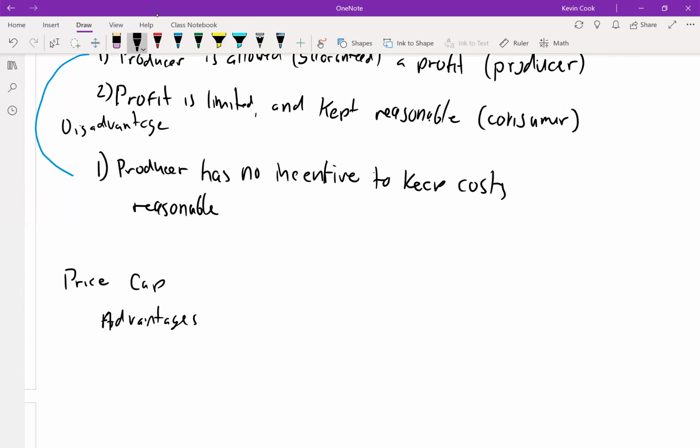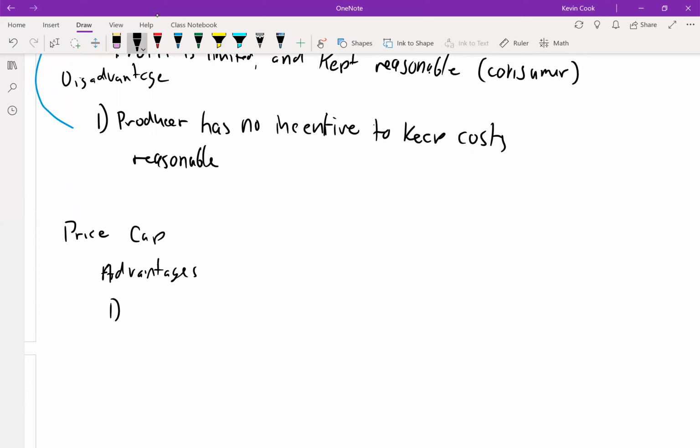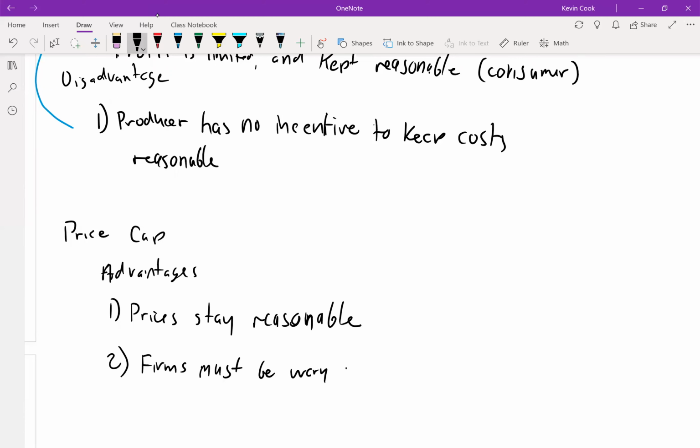So our advantages with price cap is that the first is for the consumer, that prices themselves stay reasonable. So that is the consumer, and I guess the second part that piggybacks off of that number one is that firms must be wary of their costs to produce the good.